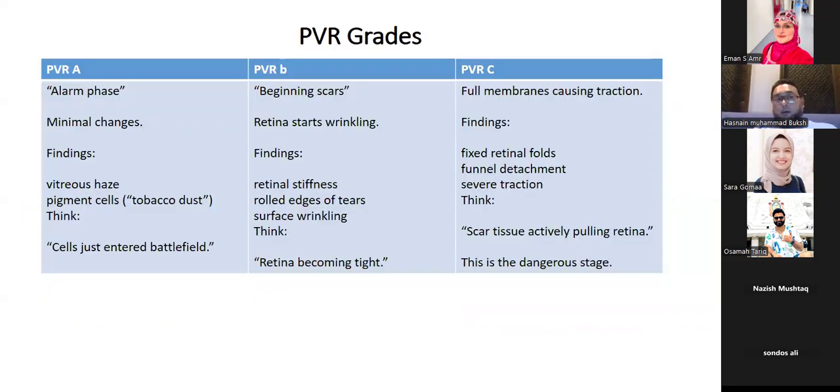This is the representation of PVR A, B, and C. You can see the things happening. If you talk about the PVR A, cells just enter the battlefield, meaning this tobacco dust, Schaeffer sign. If you talk about the PVR B, the retina becomes tight and the surface starts having corrugations over it. If you talk about C, the movement of the retina becomes less. The retina is getting stiff and star folds start appearing on the surface of the retina.